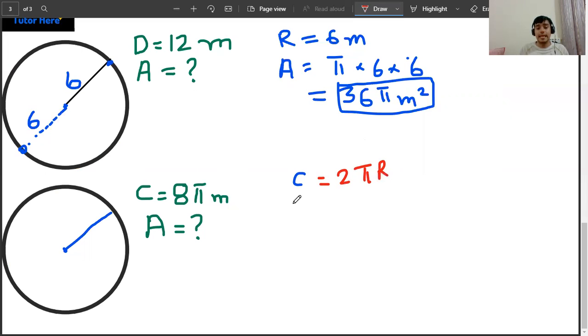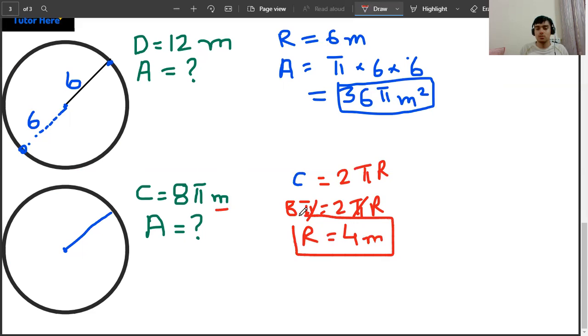And circumference is 8 pi. So let's just substitute the value of circumference over here. 8 pi is equal to 2 pi r, okay? Divide pi on both sides, it's gone. Divide 2 on both sides, you're left with a radius is equal to 8 divided by 2, which is 4. All right, what is the unit? Since the unit was meters over here, we write meters again. So here we have found the radius, which is 4 meters, okay?